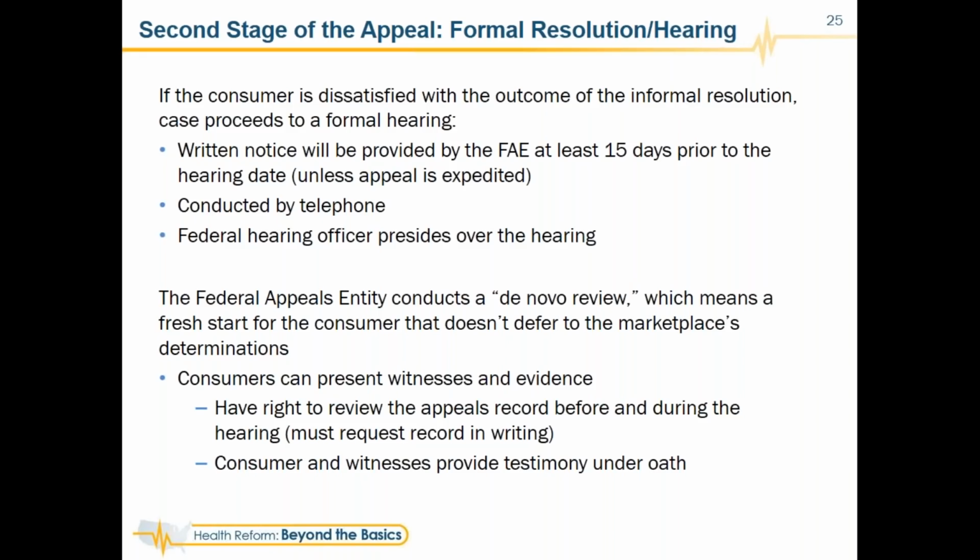Again, consumers can present witnesses and evidence. They also can have an authorized representative. Everything is done under oath, so it's very important that both consumers and anyone serving as a witness understands the legal ramifications of that.